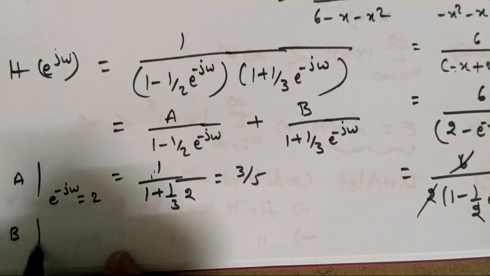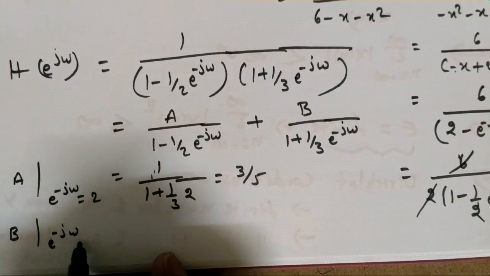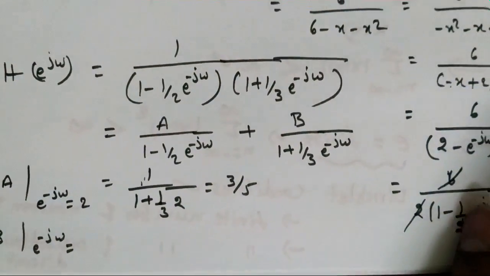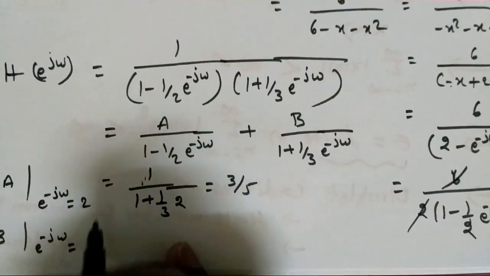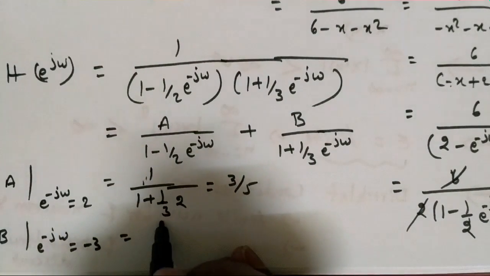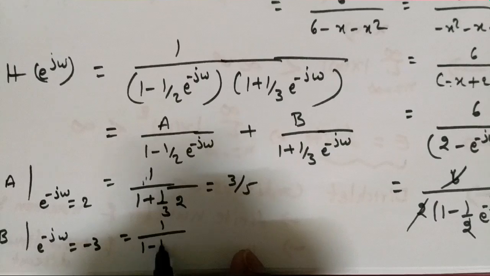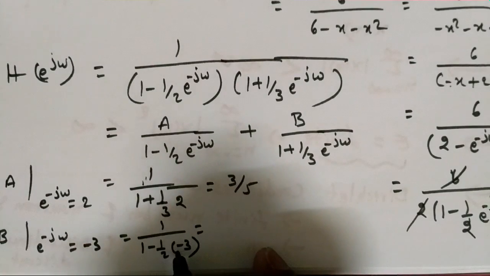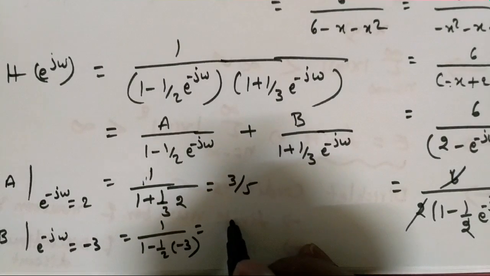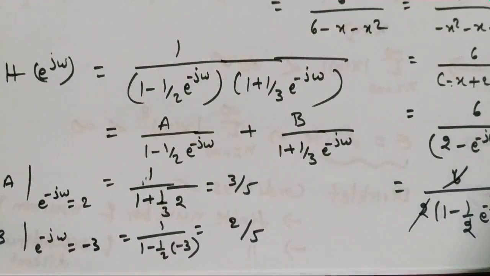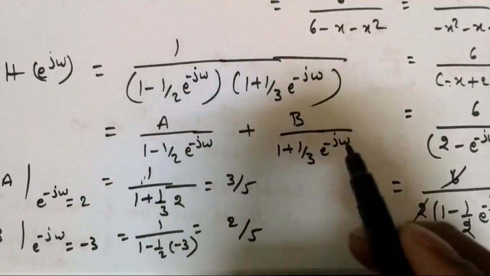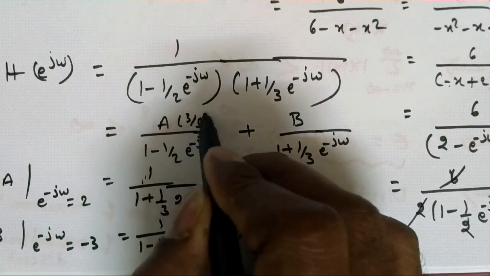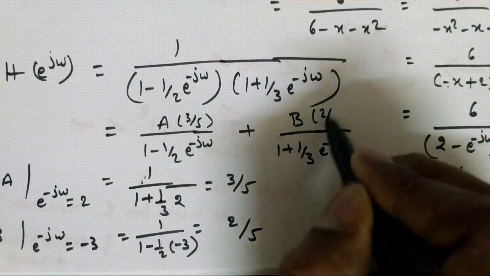Similarly, to find b, e power minus j omega will become, see here, 1 plus 1 by 3, so it will become minus 3. So the expression is 1 by 1 minus 1 by 2 into minus 3. So again the minus minus cancel, so it will become 2 by 5. So a is 3 by 5, b is 2 by 5.